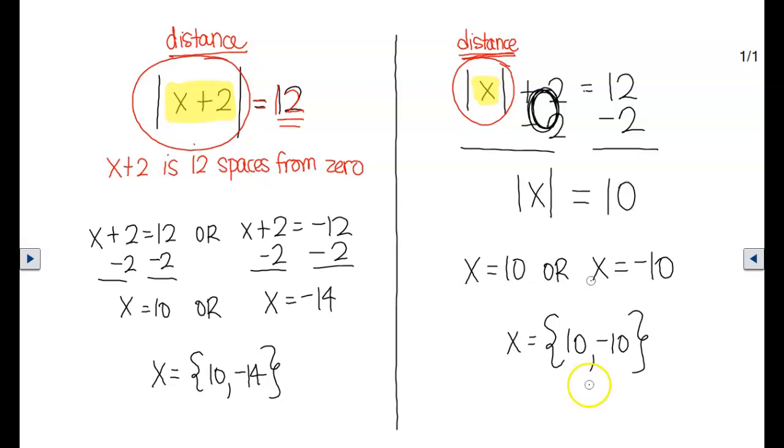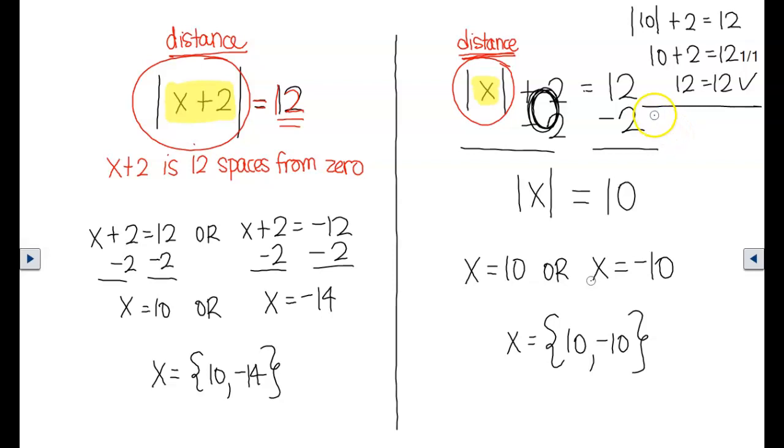So again here, let's show you this would work. Let's take 10 and plug it into x in the original problem. That'll give you the absolute value of 10 plus 2 is equal to 12. What is the absolute value of 10? That's 10, plus 2 is equal to 12, so I end up with 12 equal to 12. That checks. And if I plug in negative 10 where this x is, the absolute value of negative 10 plus 2 is equal to 12. The absolute value of a negative 10 is 10, so I get 10 plus 2 equals 12, which means that 12 equals 12.